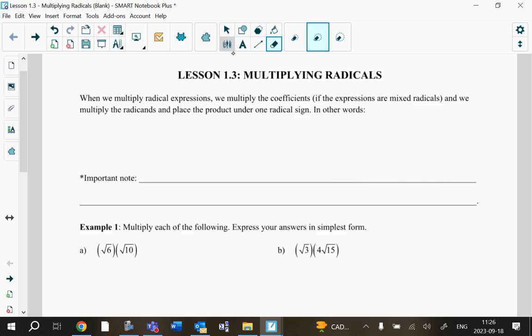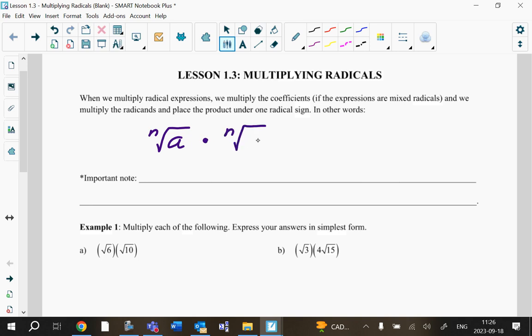When you take some radical, could be any root, nth root of a, and you multiply it by the same index, but it could be a different number underneath, it's just equal to a single radical, and then you multiply the two numbers underneath together. So root 2 times root 7 is root 14. Root 5 times root 8 is root 40. Cube root 2 times cube root 8 is cube root 16. Square root 2 times cube root 11, you can't do. They have to be the same roots.